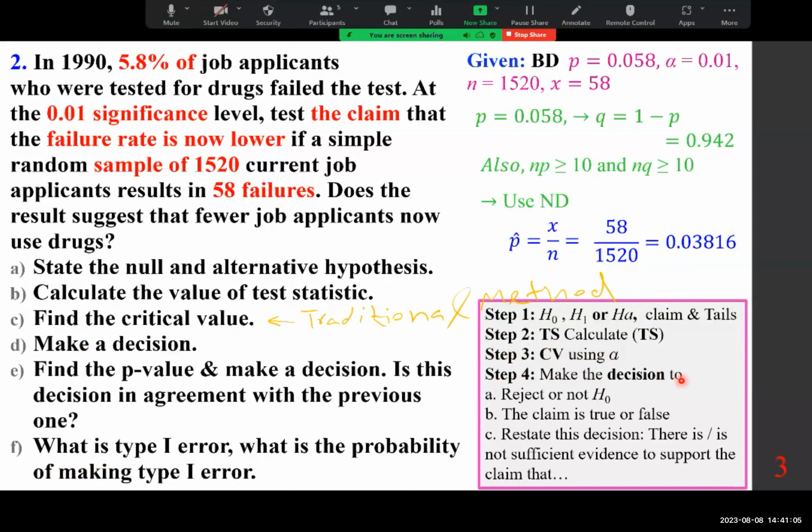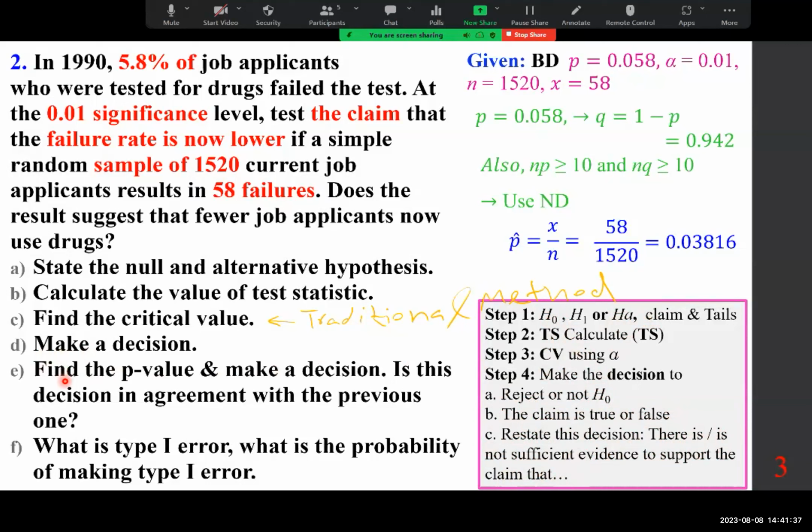When you make a decision, there are three things you mention. Number one, your decision, or part A of that, is you reject or fail to reject H0, because the decision is always about H0. Then you write the claim. If the claim depends on H0 and H1, you write whether it's true or false. And then you restate the decision by writing there is or there is not sufficient evidence to support the claim. So make a decision that has three parts. I will show you.